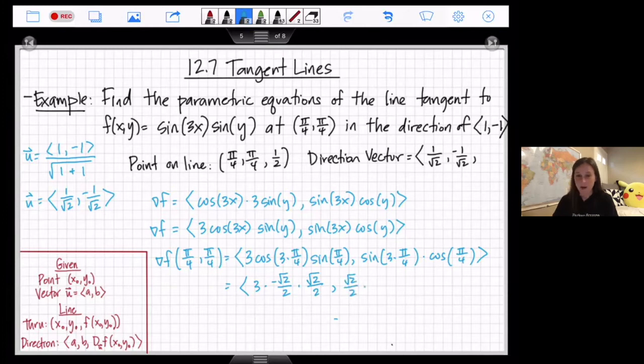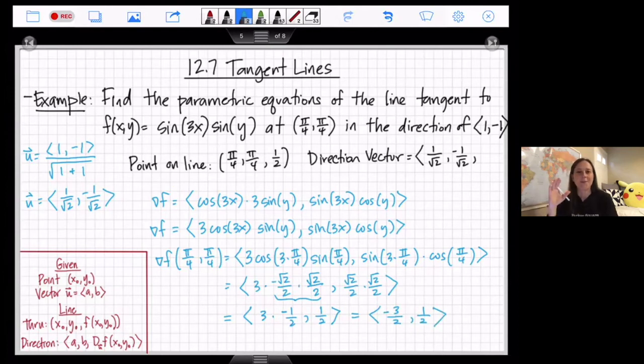And cosine of pi over 4, that's back in quadrant 1, it's root 2 over 2. We have already done root 2 over 2 times root 2 over 2, and we got 1/2. So this is going to be 3 times a negative 1/2, if I multiply those together. And then on the y component, we've got another 1/2. So this is negative 3/2, comma 1/2. Okay, so that's my gradient vector.